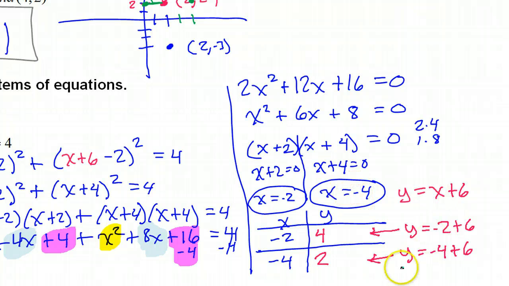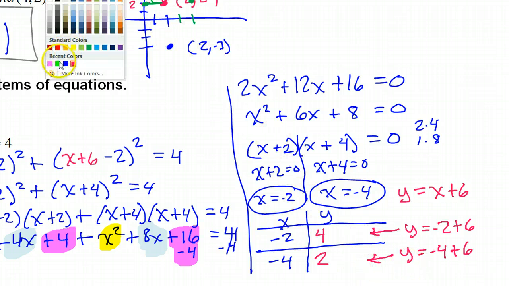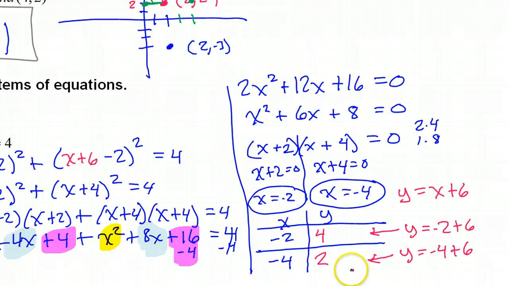And that's it. So that means my solutions, my final answers, which I'm going to have to put up here because I'm just plumb out of space. I could squeeze it in. Should I squeeze it in? Maybe if I change colors, it'll be okay. So my final answers are negative 2, 4, and negative 4, 2.